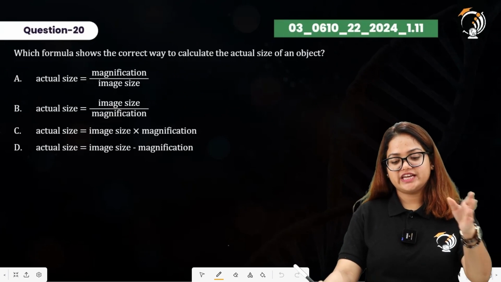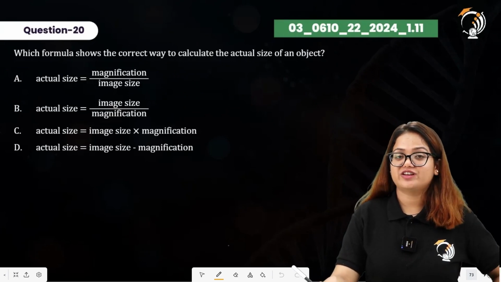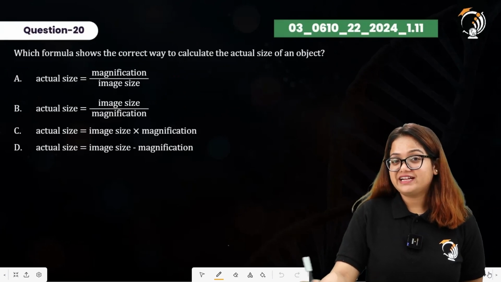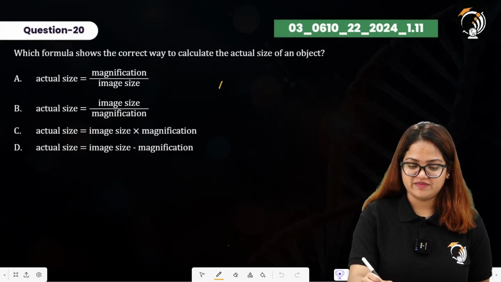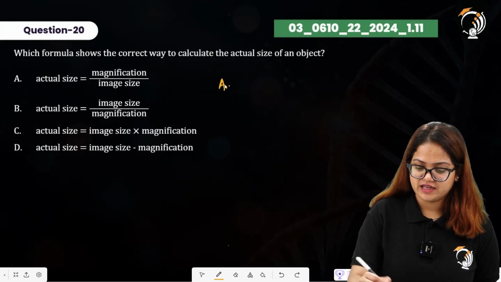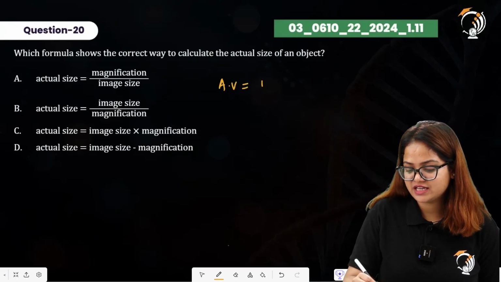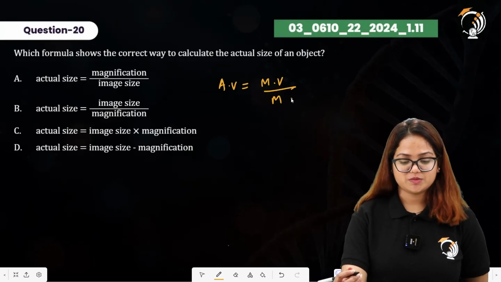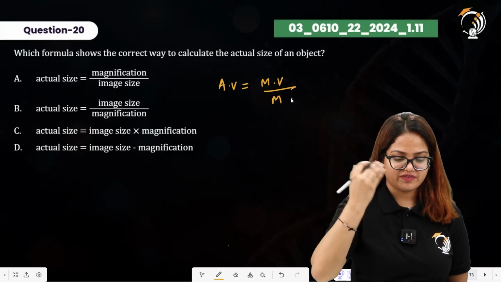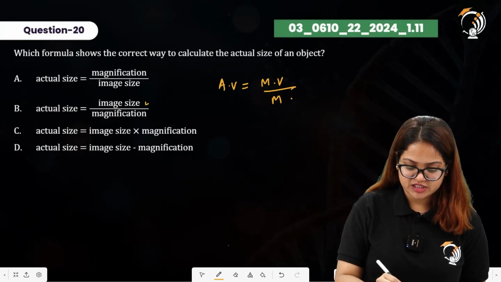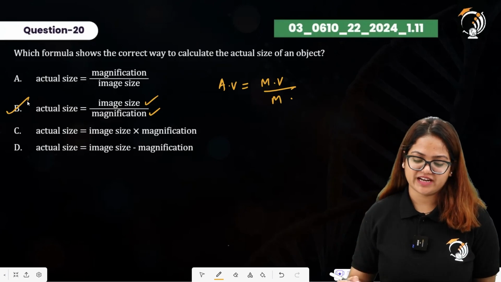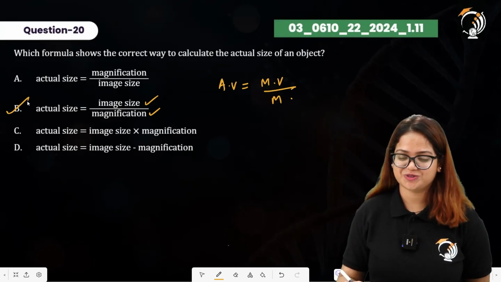Which formula shows the correct way to calculate the actual size of an object? So I just told you that one question will be coming directly from this formula here. We have the actual size, or you can say the actual value, as magnified value divided by the magnification. You have to select the right option for that, and we have magnified value, that is the image size, and magnification in the denominator. So B here provides us with the right answer. I hope this is understood to you.